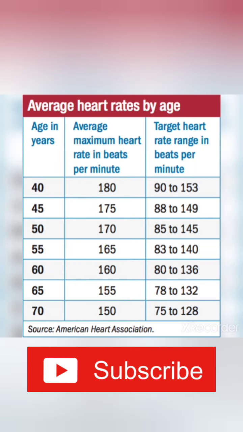Then what is a normal heartbeat? A normal heartbeat when you are not being active is between 60 to 100 beats per minute. This is called your resting heart rate. If you have been active, you will need to wait at least 5 minutes before taking your pulse. So what is your normal heartbeat rate? 60 to 100 beats per minute.